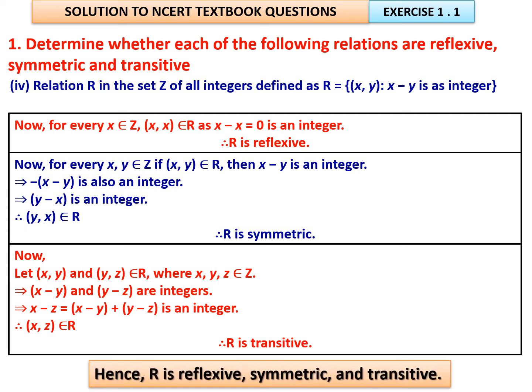Therefore, it is reflexive, as x minus x is 0, an integer. When you interchange the positions, the integer idea is not affected, so it is symmetric. And when you make use of x minus y as an integer and y minus z as an integer, you get x minus z as an integer too. So these are reflexive, symmetric and transitive.